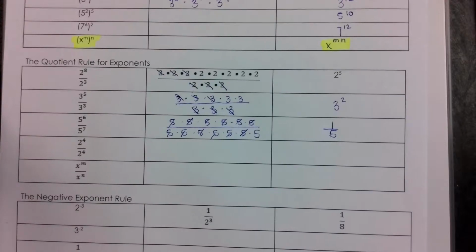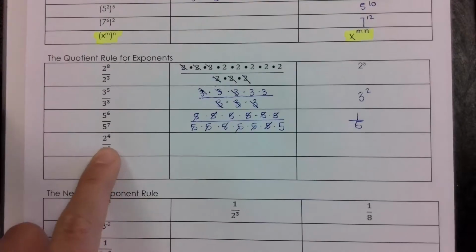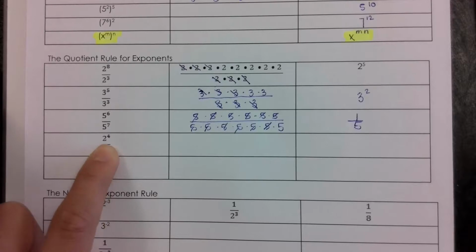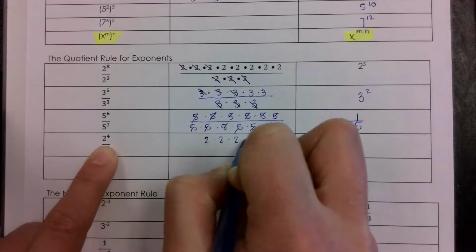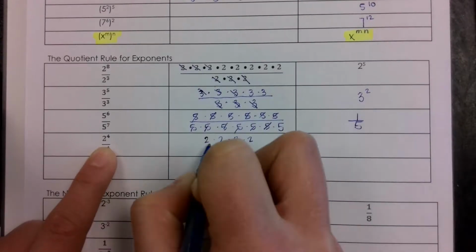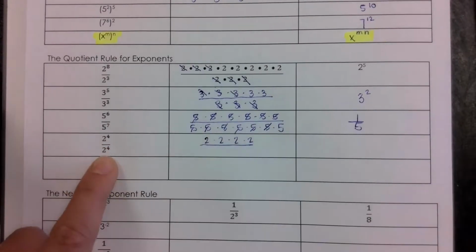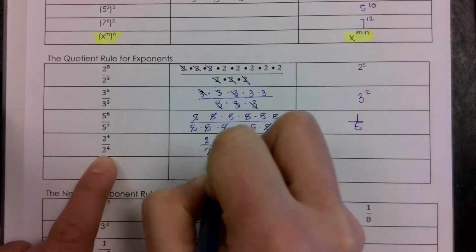So for the next one, we've got 2 to the 4th on top. So how many times do we write out 2? So 2 times 2 times 2 times 2. On the bottom, what do we have? 4 2's again, because it's 2 to the 4th. So 2 times 2 times 2 times 2.